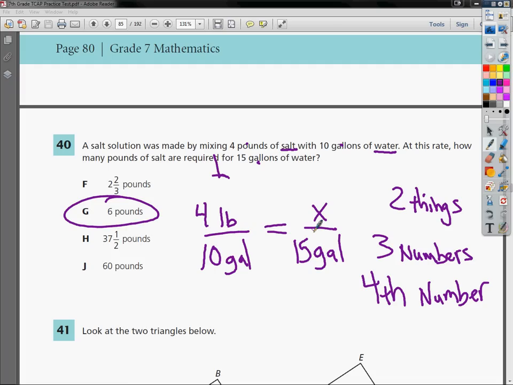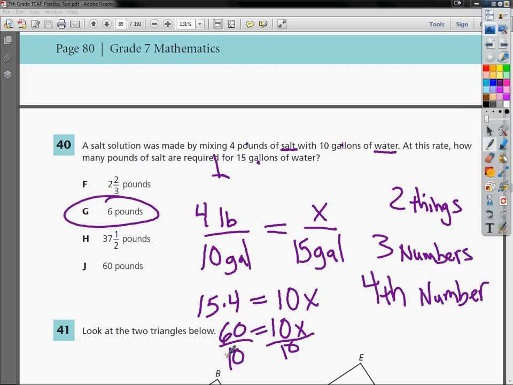So I do 15 times 4 on one side, and then 10 times X on the other. 15 times 4 is 60, equals 10X. So it's really cross multiply and divide. And 60 divided by 10 gives me a final answer of 6 pounds.